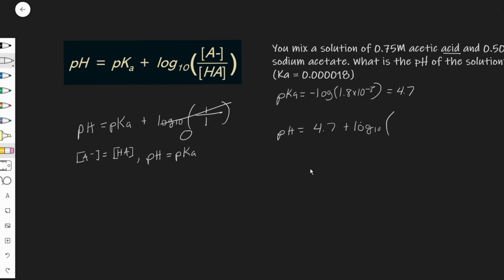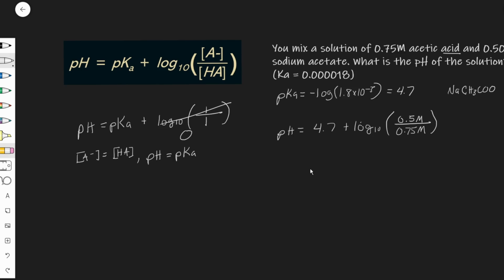And we're going to make the assumption here that your sodium acetate is going to completely dissociate into sodium and acetate. Since your formula is NaCH3COO, and there's only 1 mole of acetate ion for every mole of sodium acetate, it's going to be equal in concentration to the sodium acetate. And so we can say this is 0.5 molar up here, and down here we've got 0.75 molar.